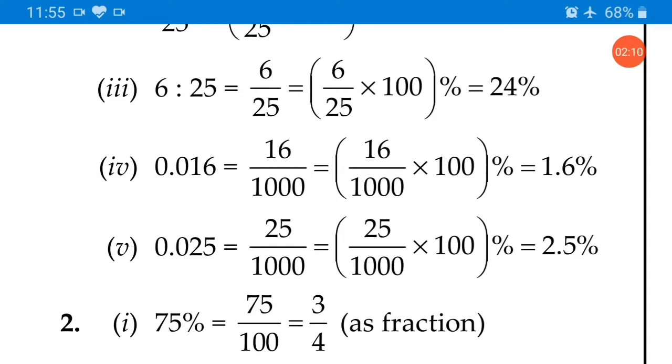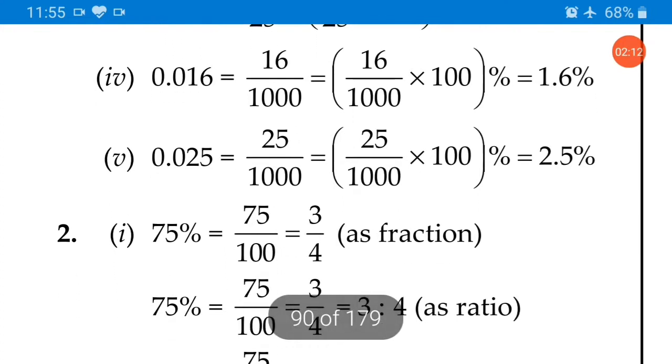So we'll get 2.5%. Now the next question: convert the following percentage into fraction. The 75%. What we have to do is simply divide the percentage by 100. So 75 divided by 100, you will get 3 upon 4, since 25 into 3 is 75 and 25 into 4 is 100. So 25 cancels out and 3 by 4 will remain.